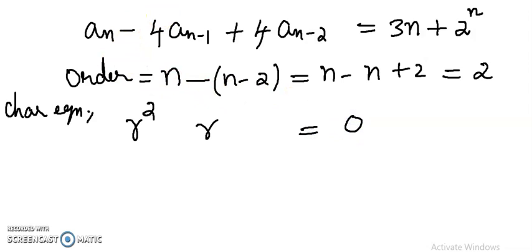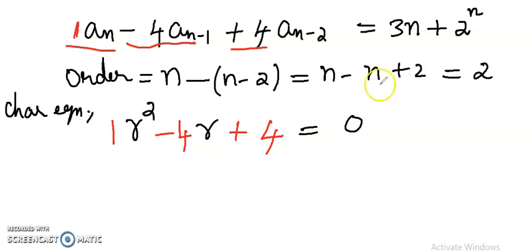We write the characteristic equation, that is r square, then r, then the constant term, is equal to 0. So we take the coefficients from the given recurrence relation. Coefficient of a_n is 1, then a_(n-1) is minus 4, then plus 4. So you get 1r square minus 4r plus 4. RHS should be 0. Okay, don't take the right side function. For the characteristic equation, RHS is equal to 0. Now you can find the roots.